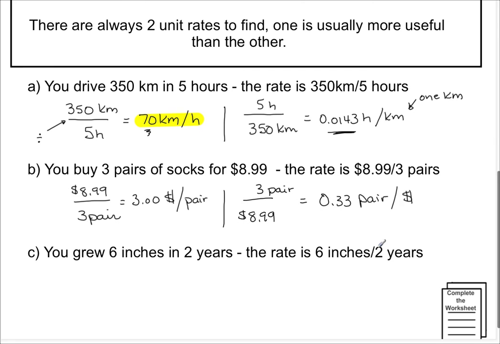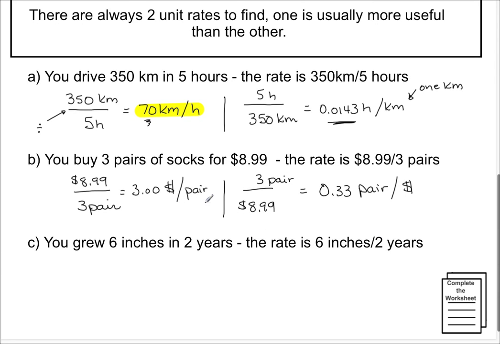Which one of these is more useful? How many dollars per pair of socks, or how many pairs per dollar? Since we don't even get one pair per dollar, and less than one pair of socks is pretty useless to us, obviously the dollars per pair is the better way to go. And this is actually called the unit cost. If we think of dollars per something, if dollars is on the top, we call this the unit cost.